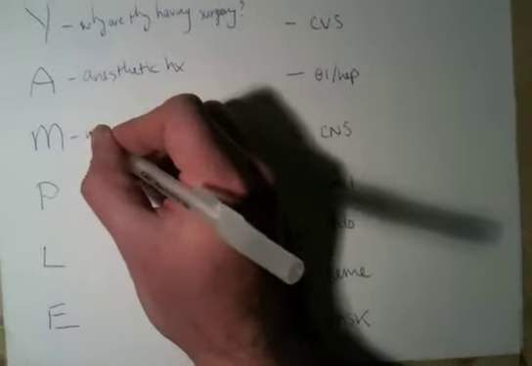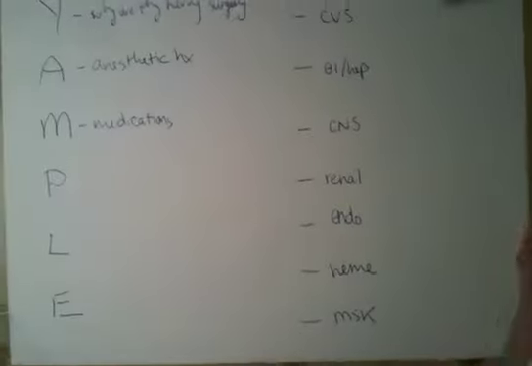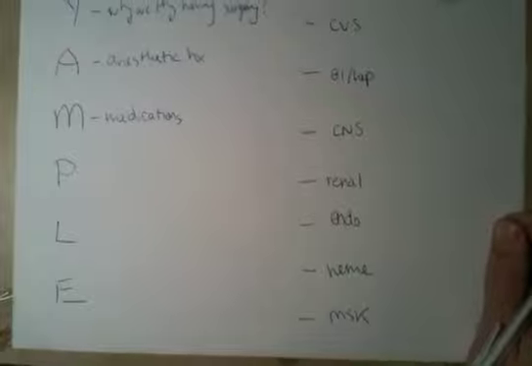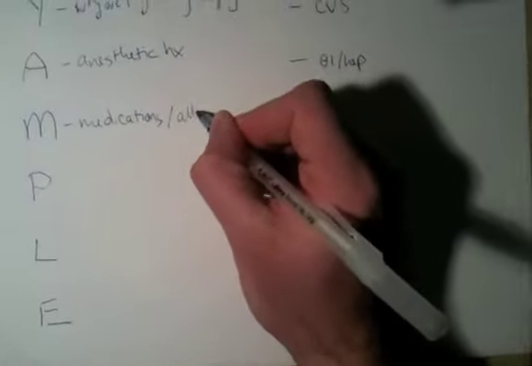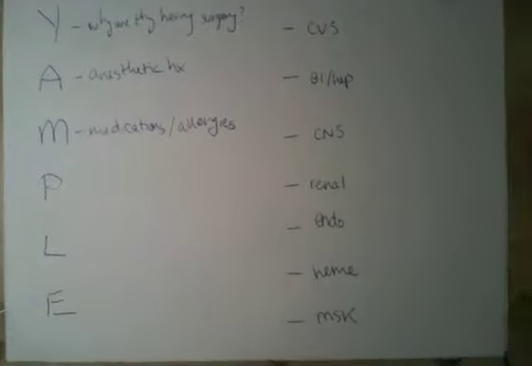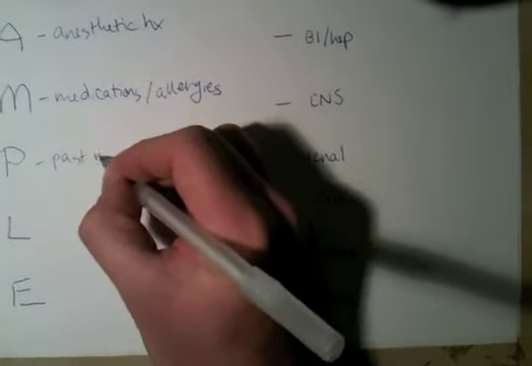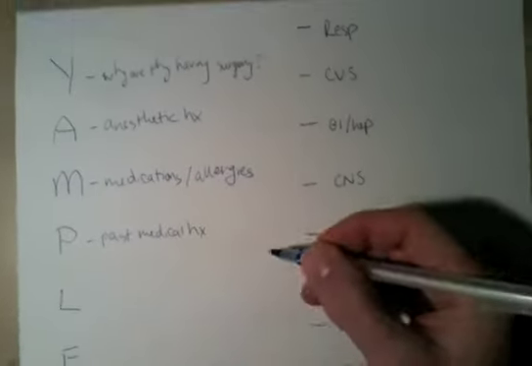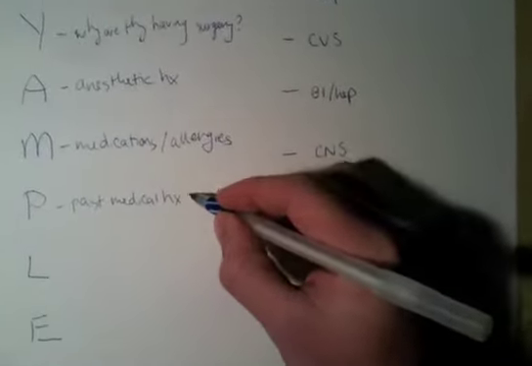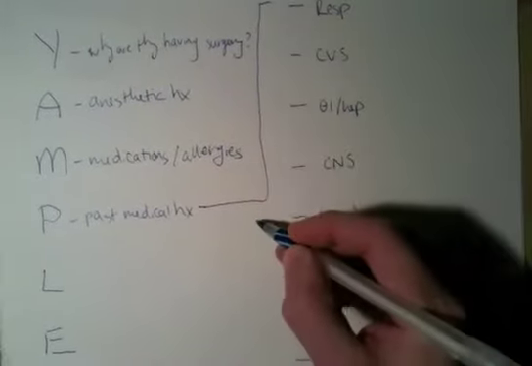The next thing is medications, and like any particular history, knowing what meds a patient is on is very important, and side by side with that is, of course, allergies. The next P is past medical history, and that's obviously very important. And I've broken it down by system here, so we can talk about this a little bit.